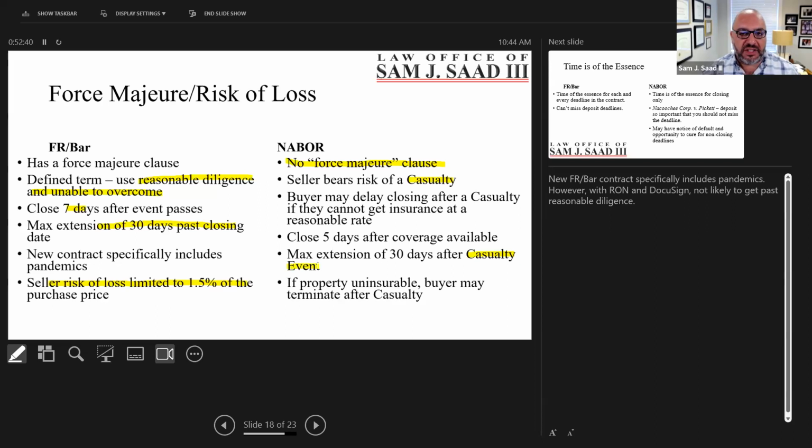So it's a different extension period. You measure from a different place. Be very careful about this because it can screw it up if you think you got 30 days past closing. No, you got 30 days past the date the hurricane passes. And if the property is uninsurable under NABOR, the buyer can terminate after the casualty.